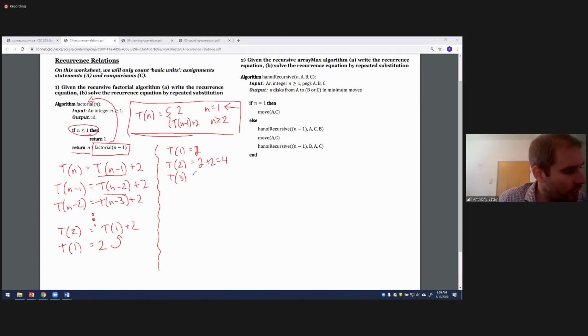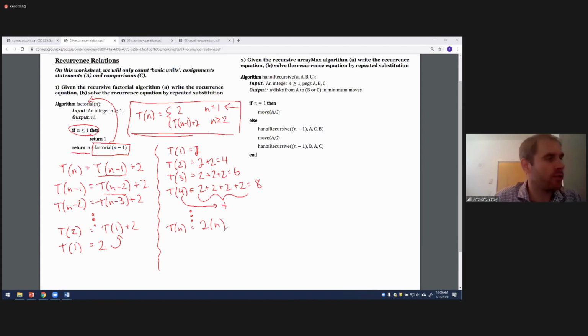I know that t of 3 is going to be 2 plus 2 plus 2, because it's the 4 above plus 2, which is 6. And again, I can say t of 4 is going to be 2 plus 2 plus 2 plus 2 equals 8. And what we might see here is that the number of 2's we're adding together is actually just the term here. So if we kept doing this all the way down to n, we'd see that it's just going to be n 2's.